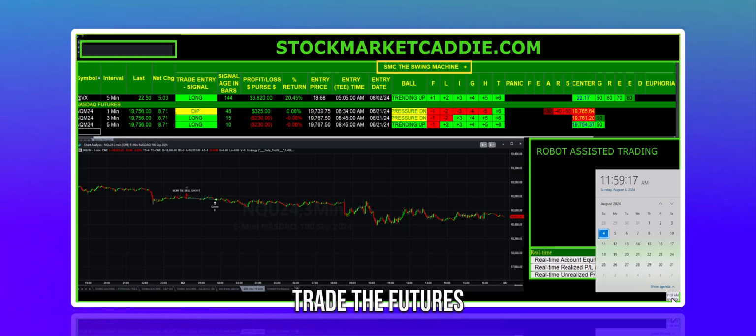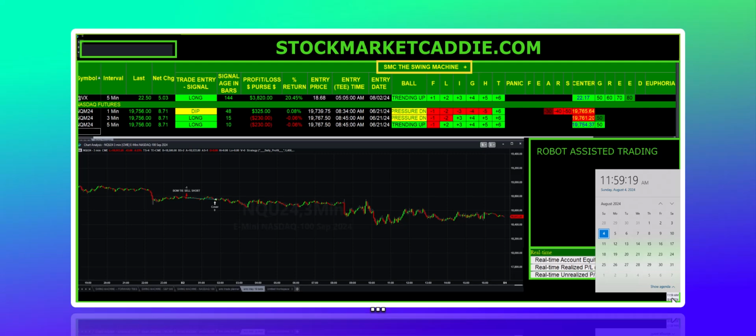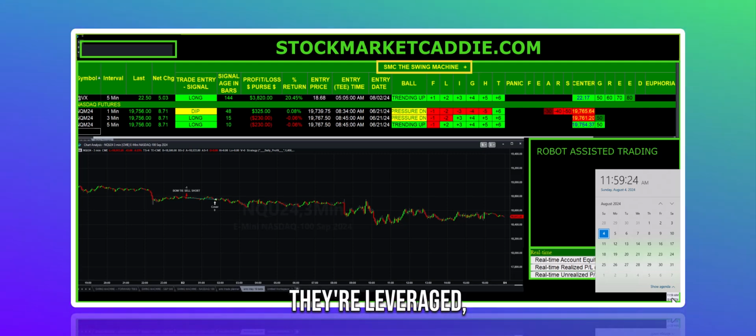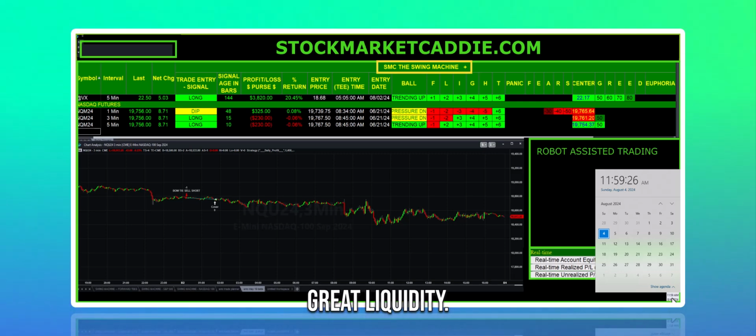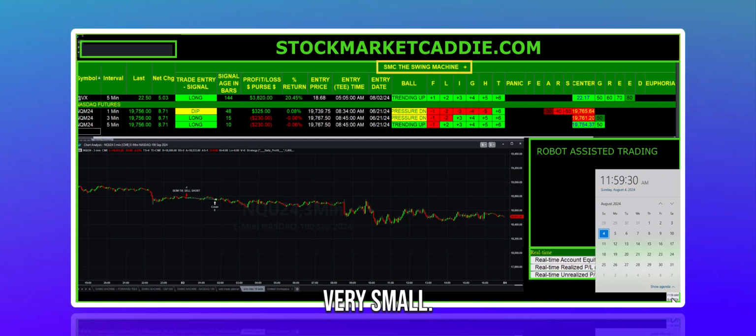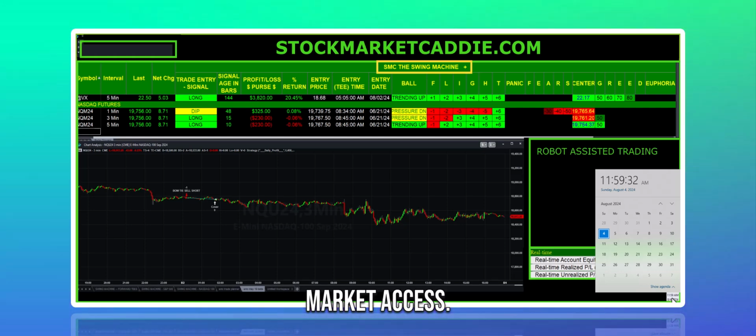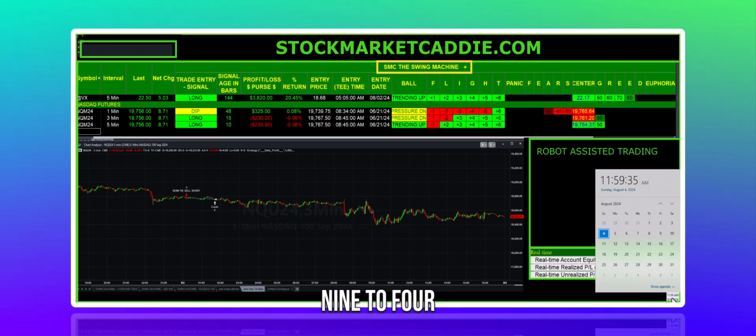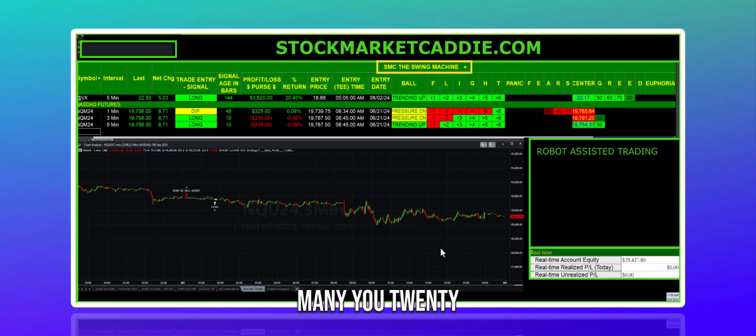We like to trade the futures markets intraday starting on Sunday night. Because one, they're leveraged. Two, they have great liquidity. The difference between the bid and the ask is very small. We have great market access. It isn't from 9 to 4 or 4:30. It's virtually around the clock. They're very efficient.